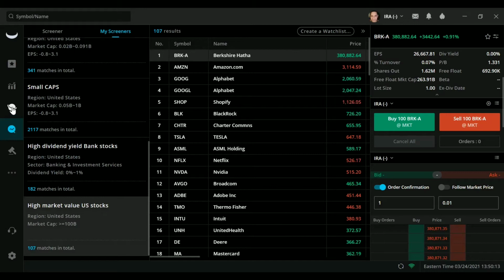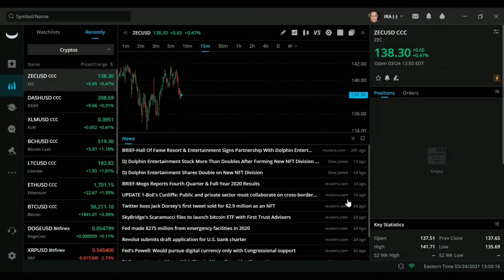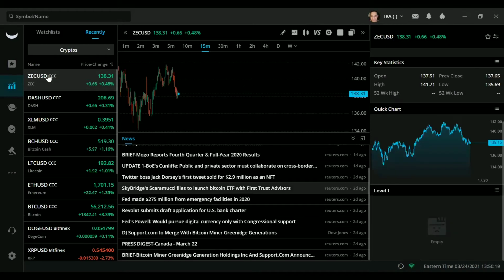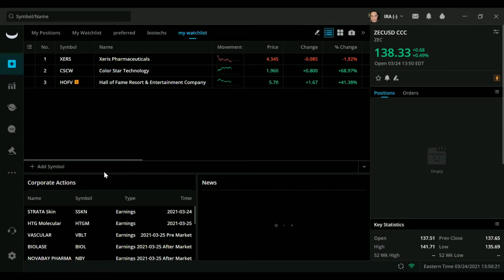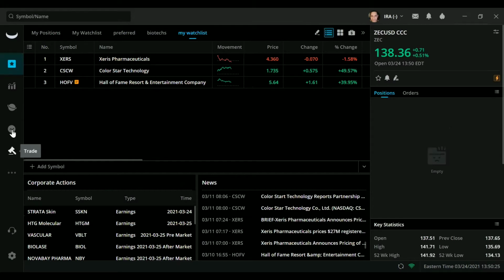So the screeners here are very good, very useful. I like to use it. I think it's very useful for anyone who wants to trade and who's looking for information on how to make a trade.